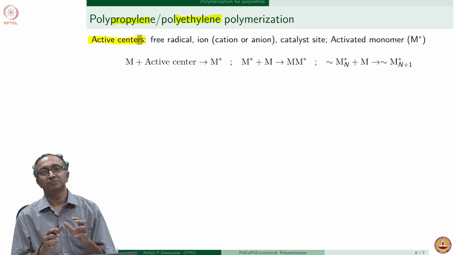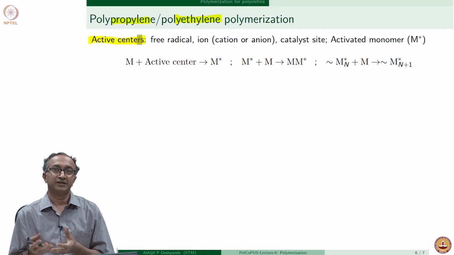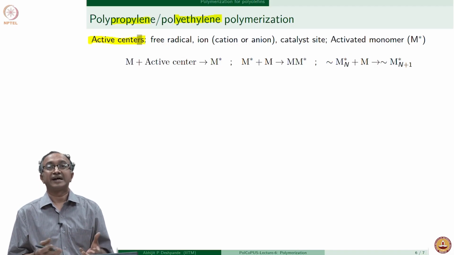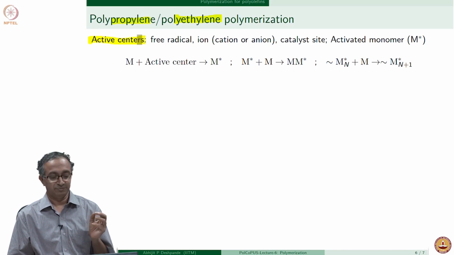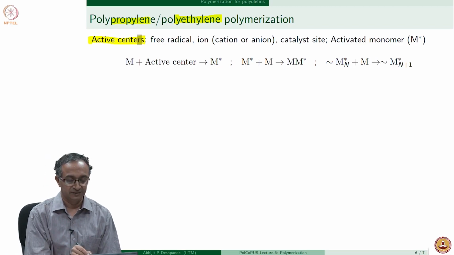Ethylene molecules just being together do not start polymerizing with each other. In the other case, with carboxylic acid and hydroxyl group, reactions can happen and polyester can form. In this case, the ethylene molecule is unreactive, so it has to be activated. And that's what we mean by active center. And activation can happen through multiple means.